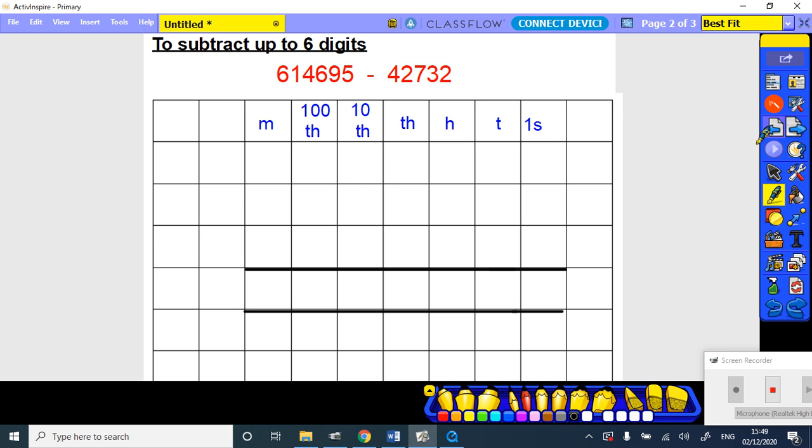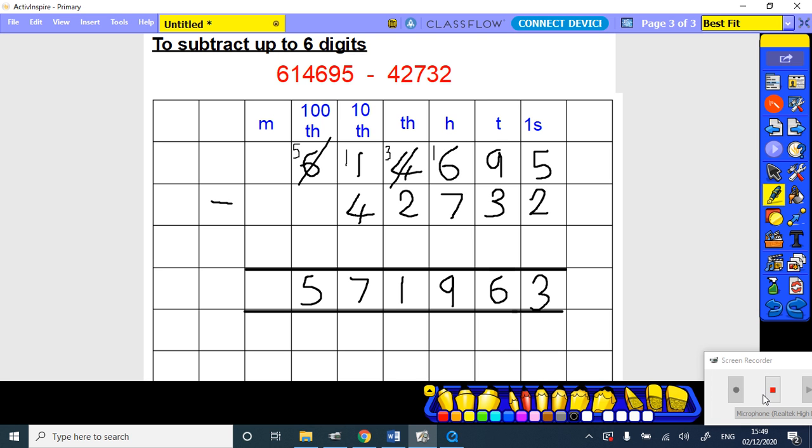Pause the video now and have a go at solving this subtraction question yourself. Here is your answer.